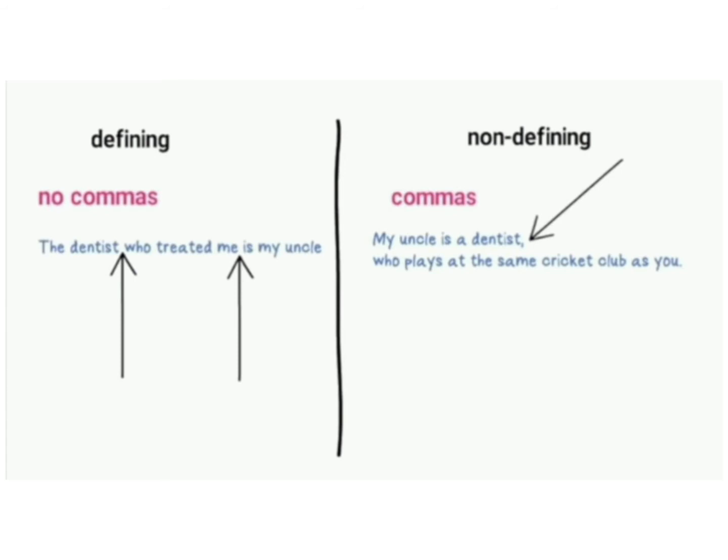The dentist who treated me is my uncle. There is no comma in the sentence, but in non-defining relative clause, my uncle is a dentist, comma, who plays at the same cricket club as you. Ka comma tong ringot po kan defining and non-defining relative clause to interchang thayang in chinchia thayang o.